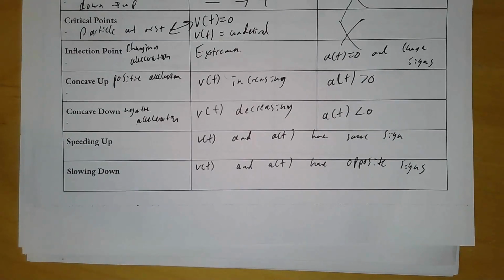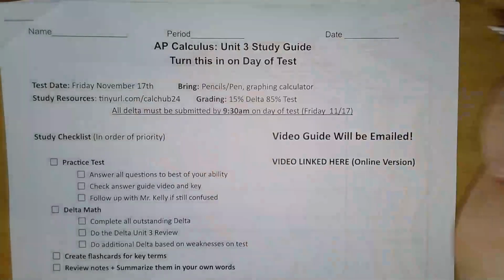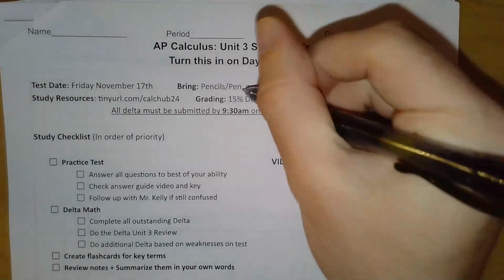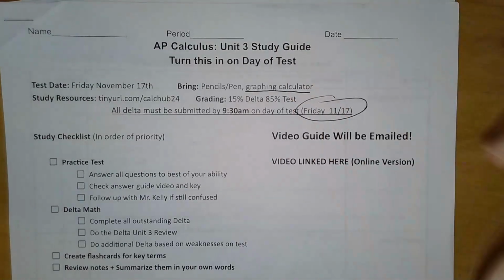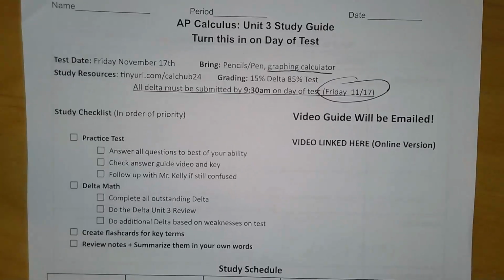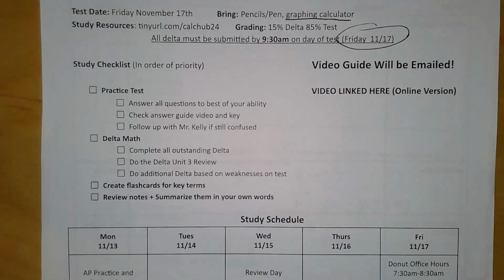Okay, that's it for the notes. Moving on to the test. So we're finally on the test now. Just a reminder, you already know all this, but the test is the 17th. Part of it will be graphing calculator, part of it will not have a graphing calculator. And make sure you get your delta in by the 17th. Really can't emphasize that enough, guys. The delta is so key, so important. You know what to do here.